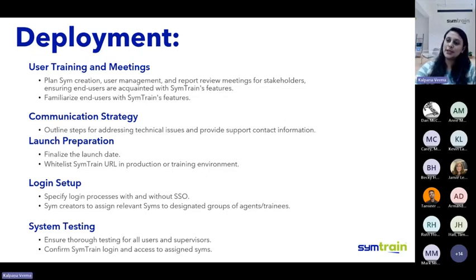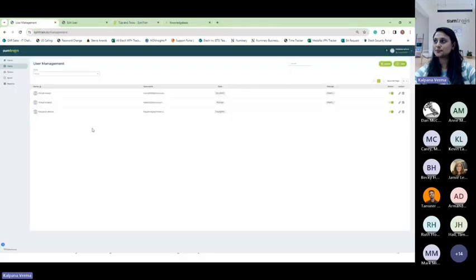Now, there's one new thing which we have recently launched, and I would like to show you guys. So far, if someone wanted to reset the password, they had to reach out to SymTrain. But we have recently launched a new feature with which you now have the freedom to reset the password on your own. Let me quickly show you how to do that. This can be done by the org admin. You should be logged into your account, click on org admin, and you should be on users.